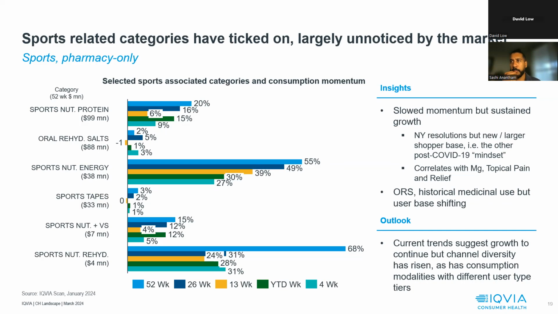So the categories that you see here are sports nutrition protein. That's $99 million in the 52 weeks ending January 31, 2024. And you can see across the 52-week, 26-week, 13-week, year-to-date, and 4-week periods, all ending on January 31, that this category has grown consistently. Oral rehydration salts, which is where you have things like Hydrolyte, that's also grown. And within this category, we're also seeing a shift towards the more sports-like users and the sports-like SKUs. The liquids and the ice blocks may be slowing down, but the other formats, particularly the effervescence and the sports-led segments, we're seeing growth there. Sports nutrition energy, which is basically a sports protein with stimulants such as caffeine or guarana, that's growing. Sports tapes, I showed you on previous slides, magnesium, joint pain, that's growing as well.